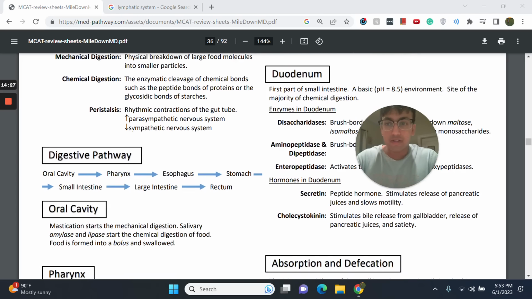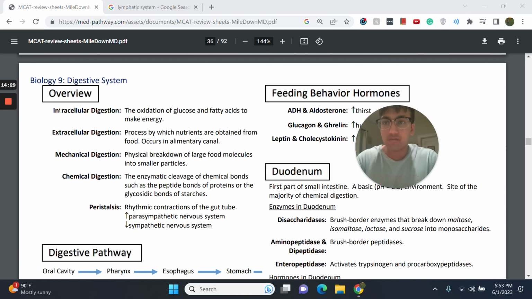Yeah, I actually really like this topic. So digestive system, we can have intracellular or extracellular digestion. Intracellular is like oxidation of glucose and fatty acids through cellular respiration to make energy. And extracellular is just the process in which nutrients are absorbed from your food.